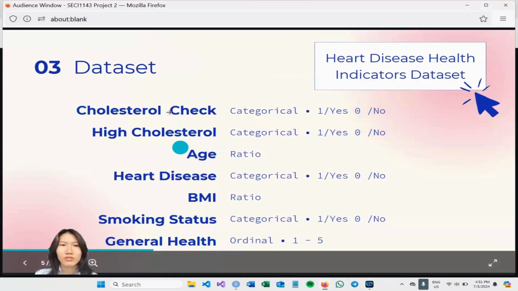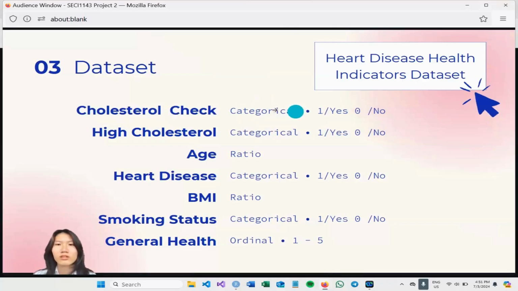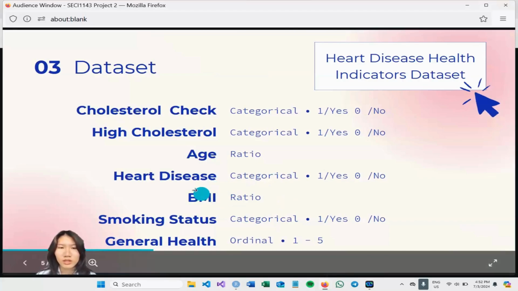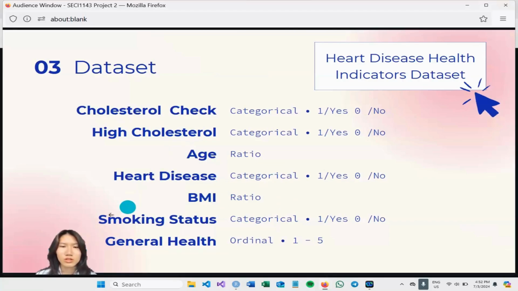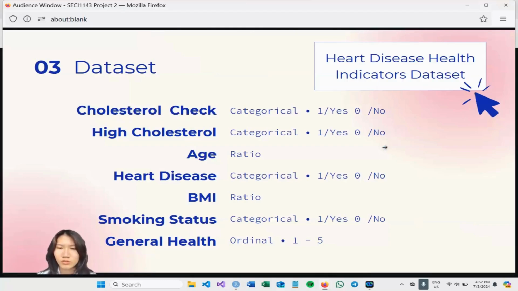The 7, first we have the cholesterol check. It is a nominal data, and then high cholesterol is also a nominal data, with 1 indicating yes and 0 indicating no, and age is ratio. Heart disease is nominal, BMI is ratio, which can be calculated using height and weight. And next is smoking status. This one is also nominal, with general health being ordinal. It is a rating from 1 to 5, with 1 being the most unhealthy and 5 being the most healthy.